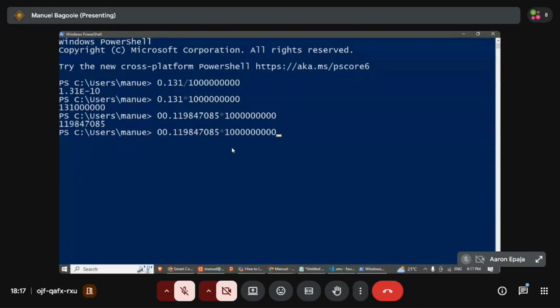So I would do this instead of multiplying now, right? Because ether is a larger denomination. And this is exactly what I get, 1.19847085. These calculations are important, and I will let you know why.